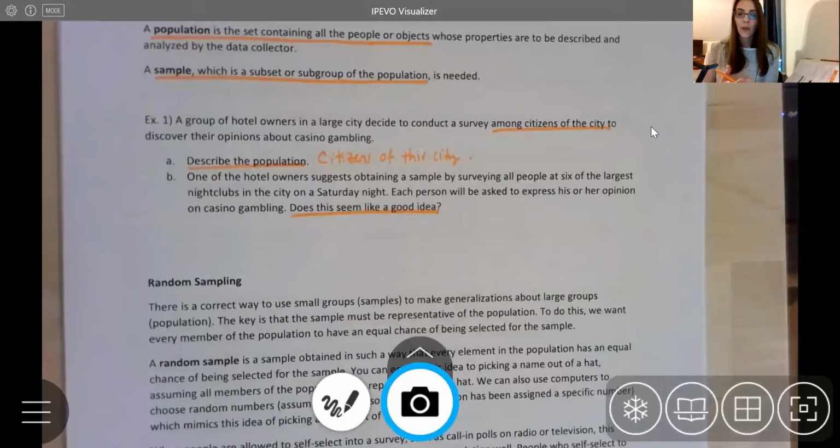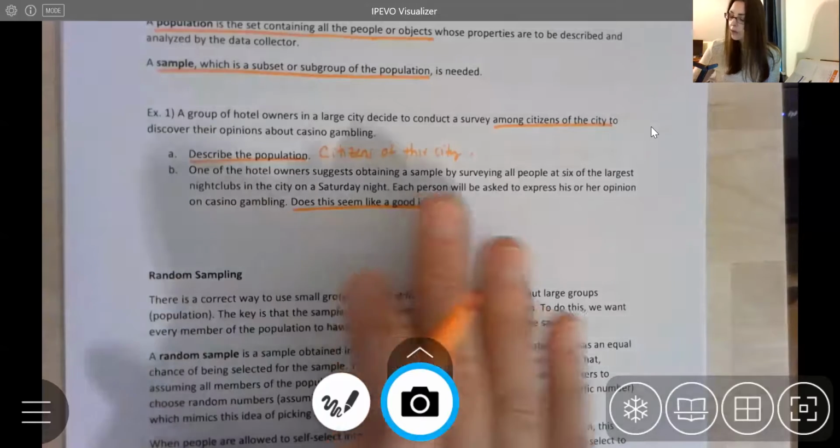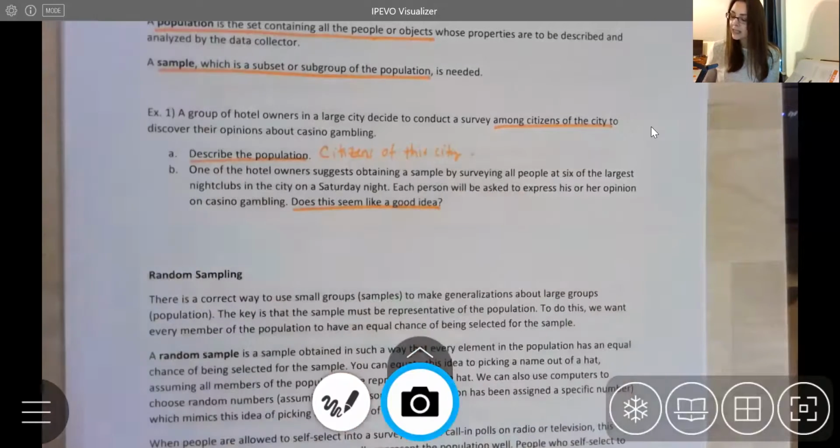Now, when we get a sample, though, we want our sample to be representative of the population. So we want to make sure that the result of the sample actually would represent what the population thinks overall, or else the data is not helpful. So one of the owners suggests obtaining the sample from surveying people at 6 of the largest nightclubs in the city on a Saturday night. And then they'll be asked their opinion on casino gambling. So is this a good idea?